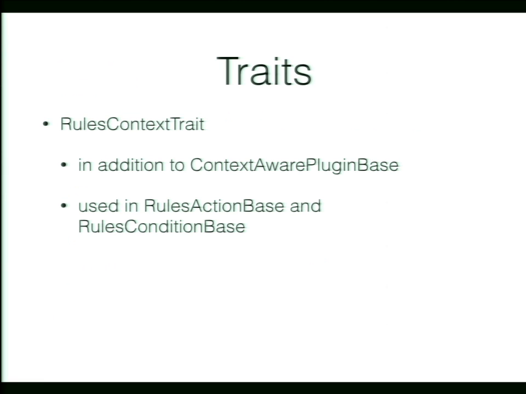Yeah, we use traits for the context. So there's a rules context trait. There's a context-aware plugin base in Drupal core, but we need a bit more to be able to deal with the provided values, for example. That's not part of the core context system. And we use it both in the action base and in the condition base. So that's a use case where we kind of need traits because we want to inject functionality in a horizontal way into many classes without them being crazily inherited from each other.